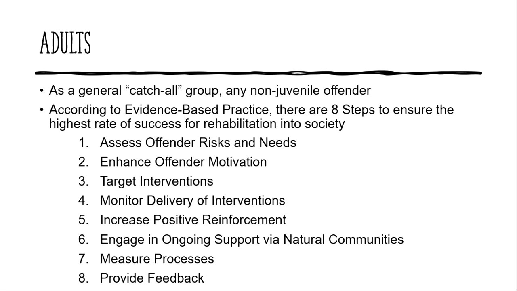So when we look at adults, the evidence-based practice shows us that if we follow these 8 steps, if we hit all these things, then there's a higher rate of success for rehabilitation, for coming back into society after being in prison or being locked up or going through that process. And so obviously, the first step is assess offender risks and needs.